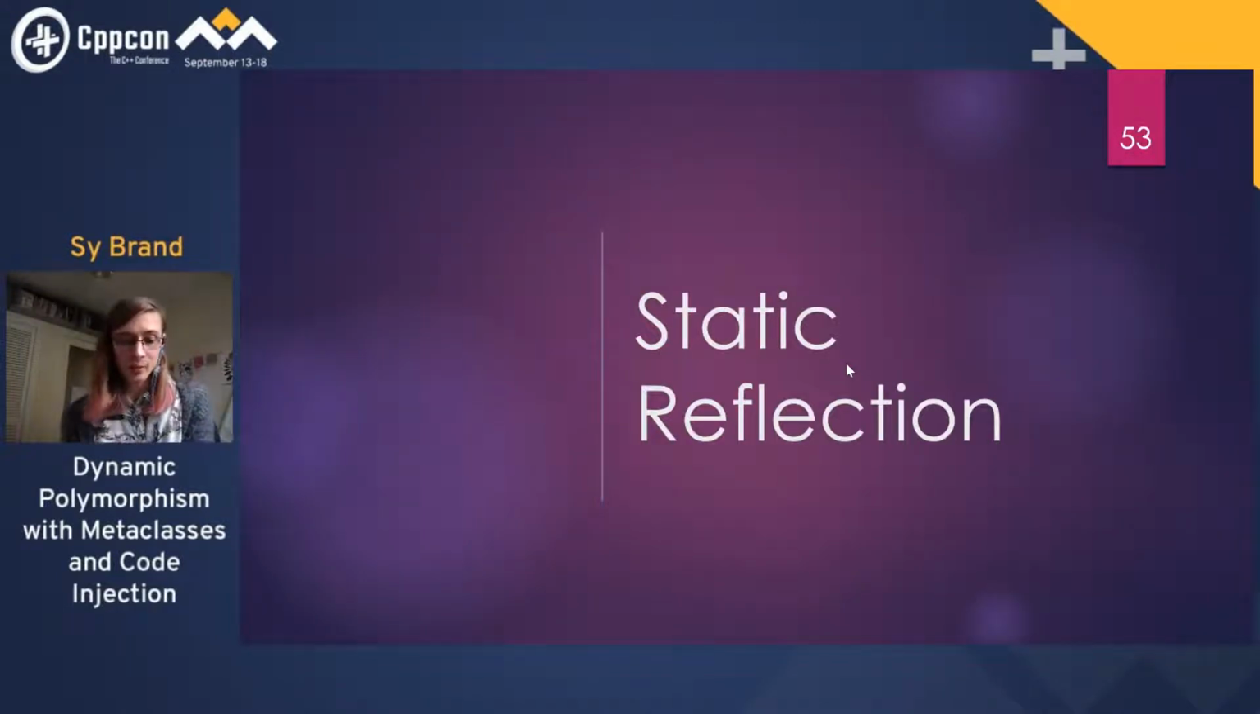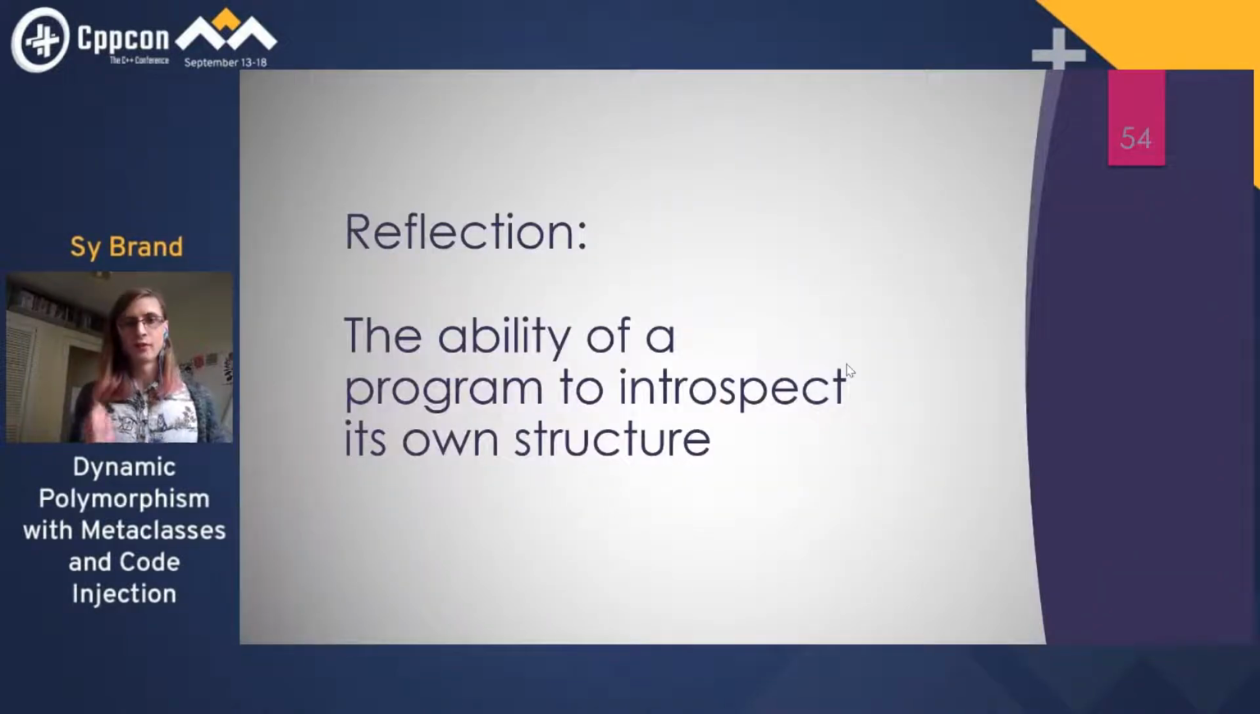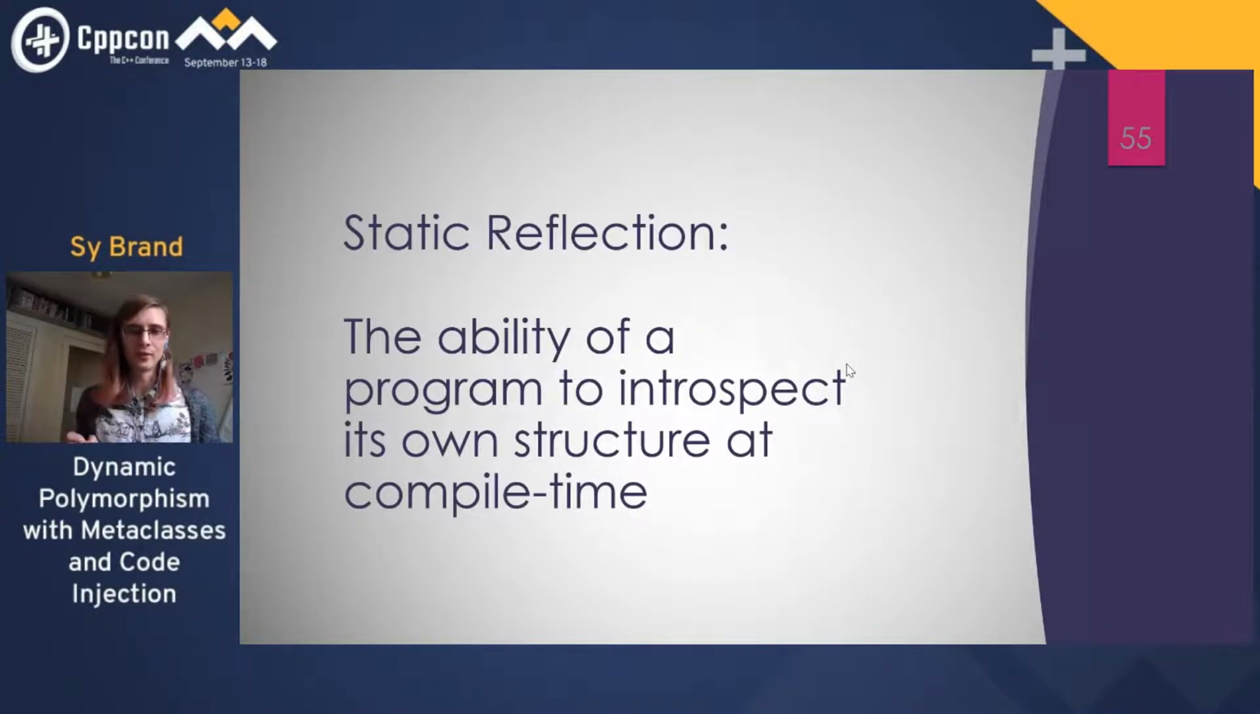So for the rest of the talk, we're going to be improving this with a bunch of features which might be upcoming in C++. The first thing we need in order to do this is static reflection. Reflection is the ability of a program to introspect its own structure and then expose parts of that structure to the rest of the program. Static reflection is therefore the ability to do that at compile time.